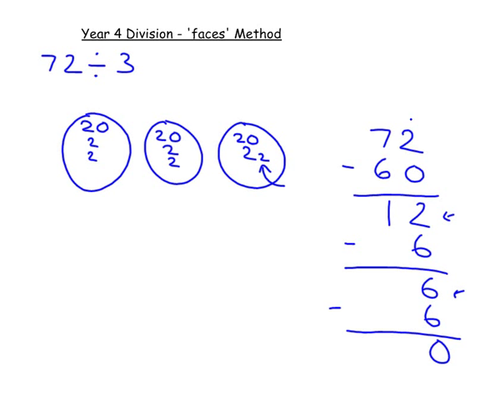To get our final answer, we look at the numbers that are inside the circle, and we add those up. So they can see that it's 20, add 2, gives us 24. So the answer of 72 divided by 3 is 24.